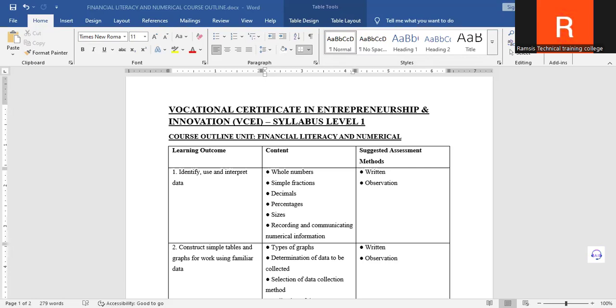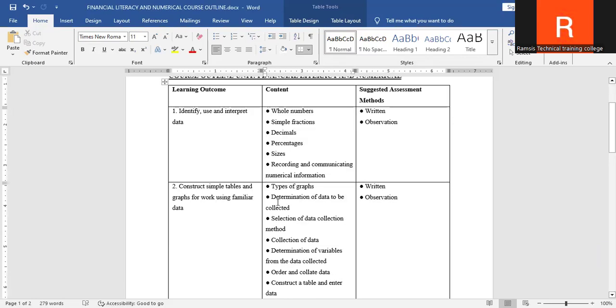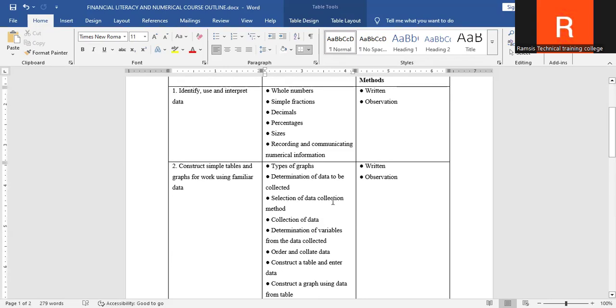So that means that you need to know how to determine in terms of data to be collected. We are talking about selection of data collection method, collection of data determination. No, that is a second topic. Second topic is construct simple tables and graphs for work using familiar data.